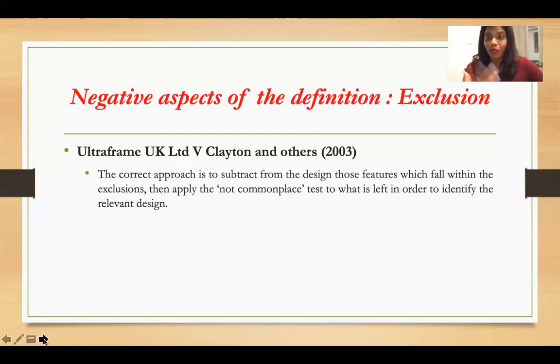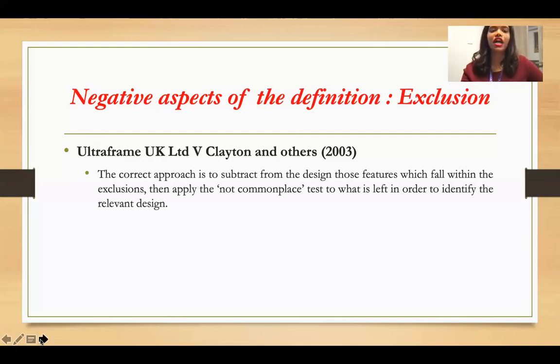So in your problem question, if at any point of time you find that, oh, this part falls within the exclusion, okay, then you remove that. You talk about the balance part of that article or product. Don't automatically feel that, oh, if there is an exclusion, meaning everything, the whole product cannot be used. That is not the idea.